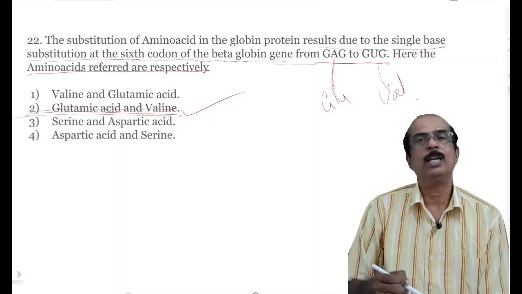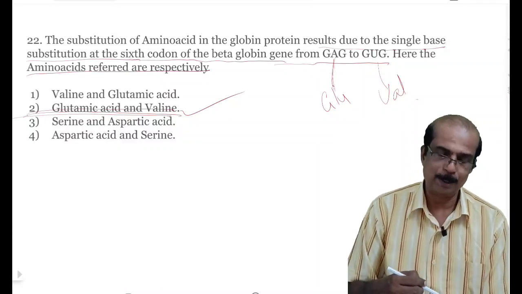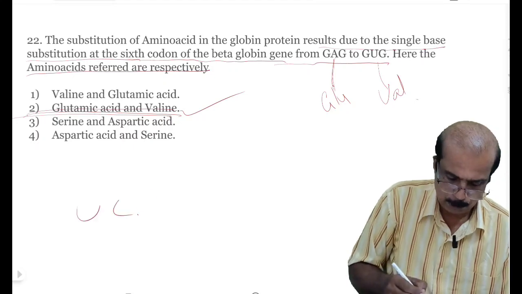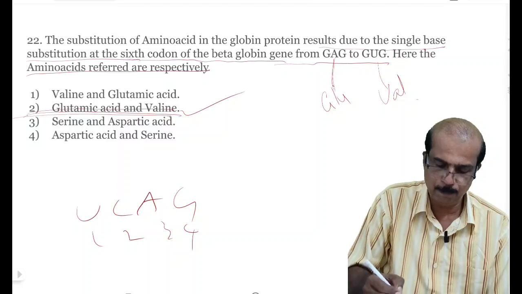You can easily find this out by writing the code number also. Code number: UCAG is 1, 2, 3, 4. GAG is 434.